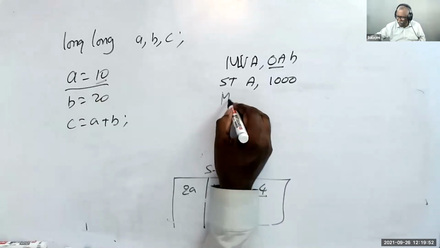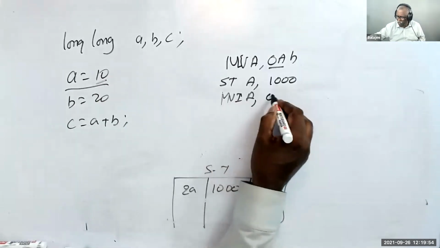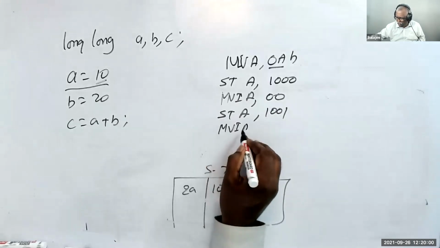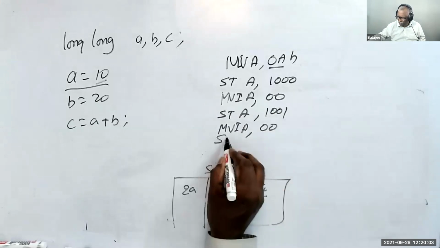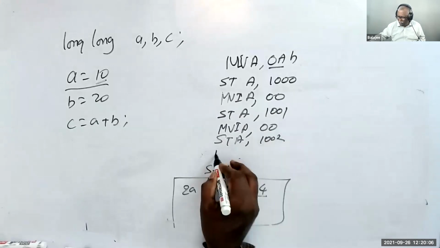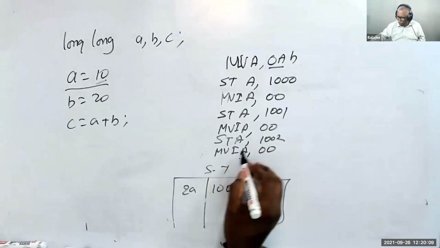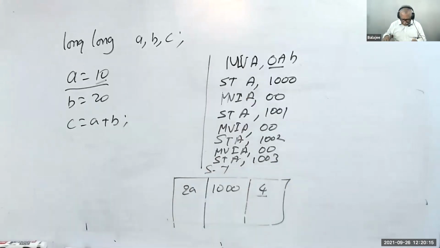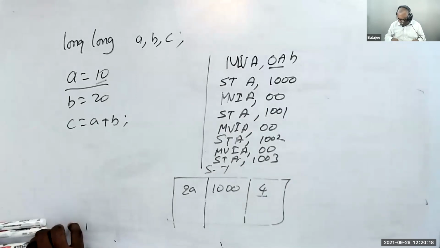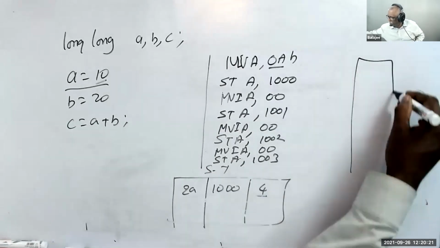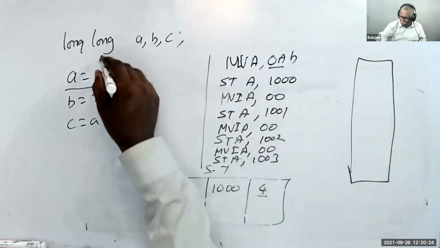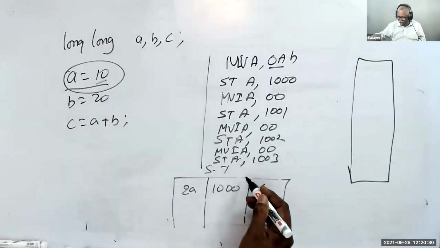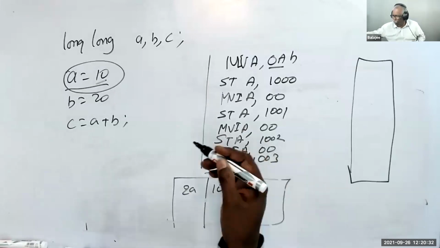Then I'll say move immediate A comma 0, store accumulator 1001, move immediate A comma 0, store accumulator 1002, move immediate A comma 0, store accumulator 1003. See how many instructions I have taken. And in the memory, sorry, this is only for long. Long means I have to do this another 4 times, 1003 to 1004.